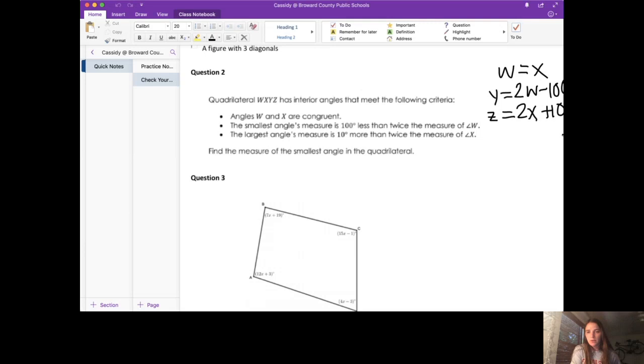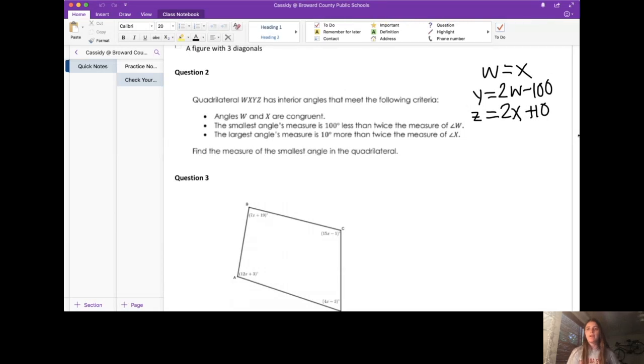Let's see if I can make this bigger. Yeah, 10 more than twice the measure of angle X. Okay, so now we have all of our equations. Basically, it's talking about the interior angles of a quadrilateral. So we know that W plus X plus Y plus Z must equal what? What's the measure of interior angles? 360. Okay, so they have to add up to 360.